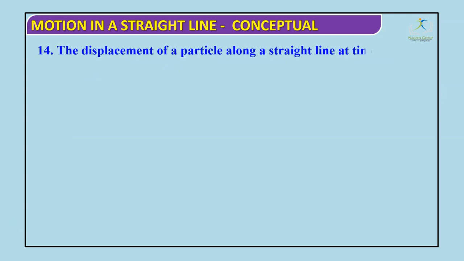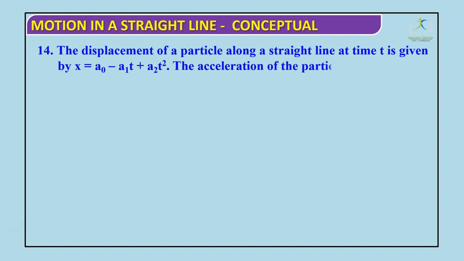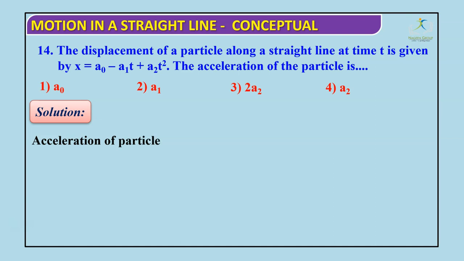Next question: the displacement of a particle along a straight line at time t is given by x is equal to a0 minus a1 t plus a2 t square. What is the acceleration of the particle? Options: a0, a1, 2a2, and a2. Let's move on with the solution. Acceleration of the particle is the second derivative of displacement, d2x by dt2. After differentiating we get the value 2a2. Hence the correct option is 3.